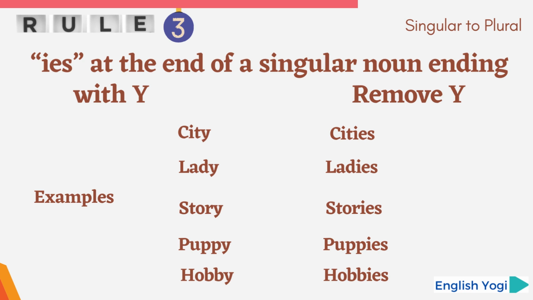Similarly, the second example we can find here. Lady is the singular noun and we have made it ladies. So we have removed y and used ies. Similarly, these are the examples: story becomes stories, puppy becomes puppies, hobby becomes hobbies.